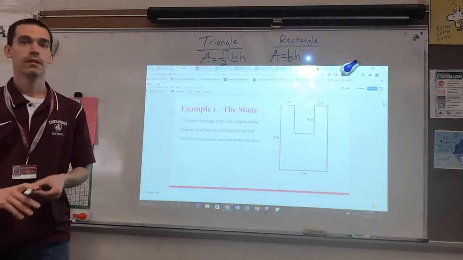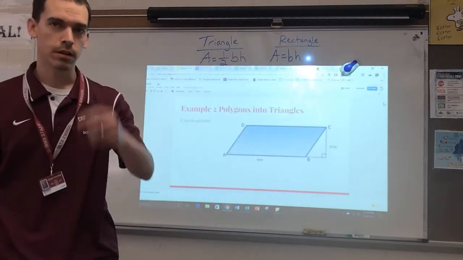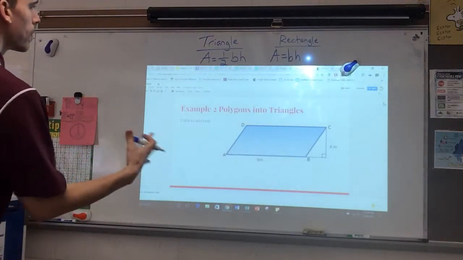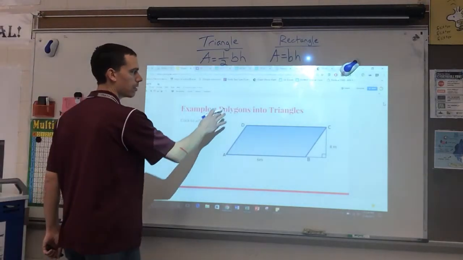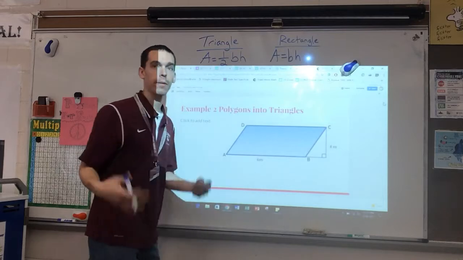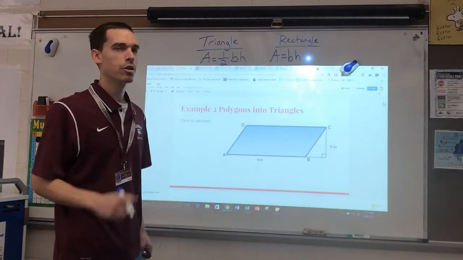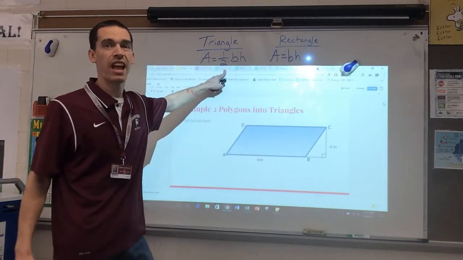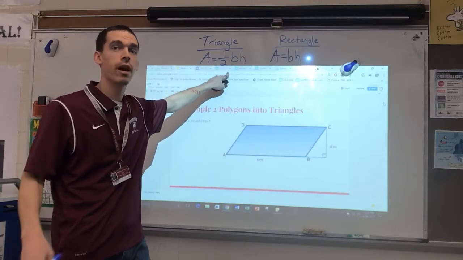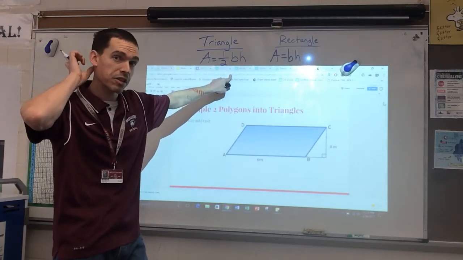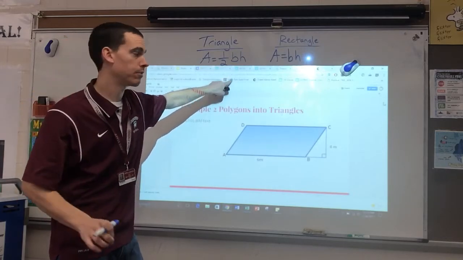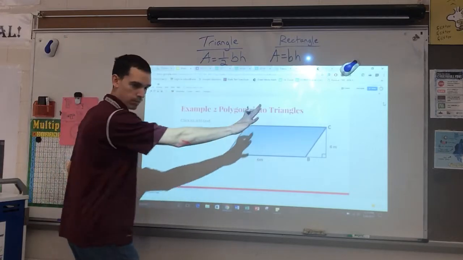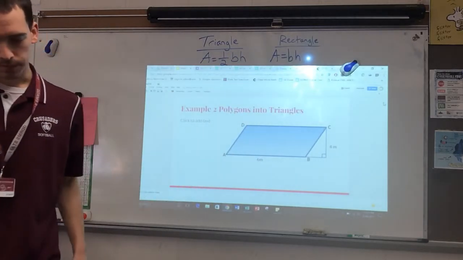Okay, let's see what else we got. Example 2. Example 2 is talking about polygons into triangles. And we can also talk about rectangles too, but let's focus with triangles. Remember, our formula is half of the base times height because triangles compose half the size of rectangles. Okay? So let's talk about this one here. Here's what we have to do.